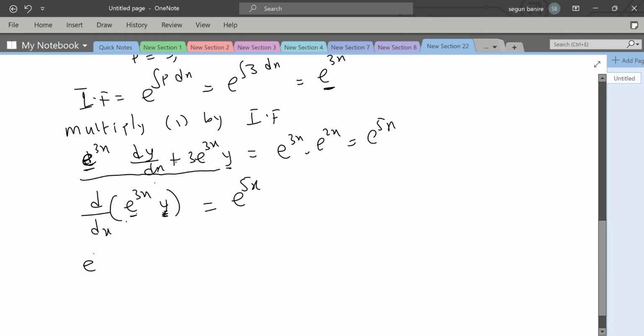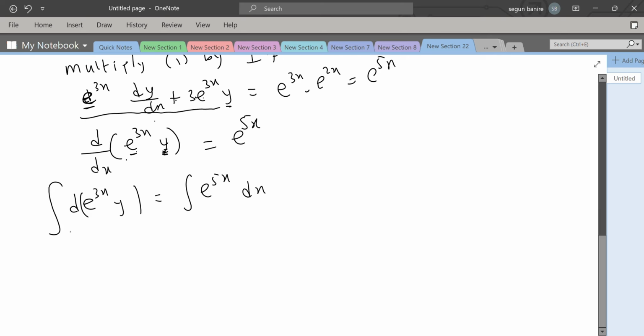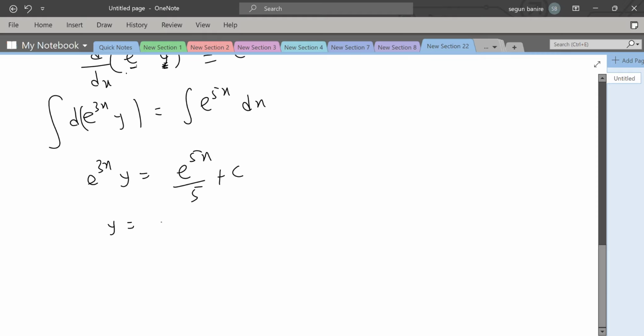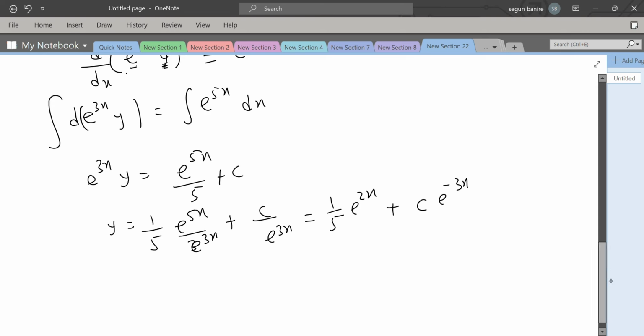So if you integrate both sides with respect to x, the d will leave, and you have e^(3x) y. This one will be e^(5x) over 5 plus c. So what is y? Y therefore becomes 1 over 5 e^(5x) over e^(3x) plus c over e^(3x). So this is 1 over 5 e^(2x), using the law of indices, plus c e^(-3x). So that is your y.